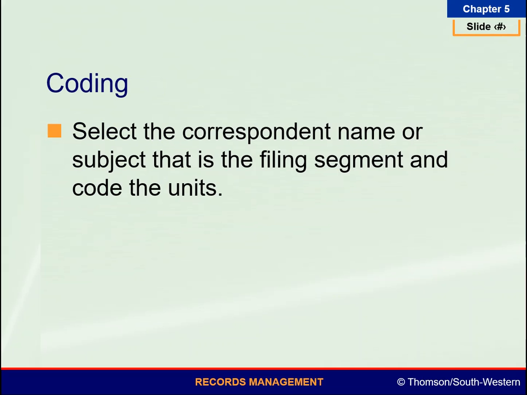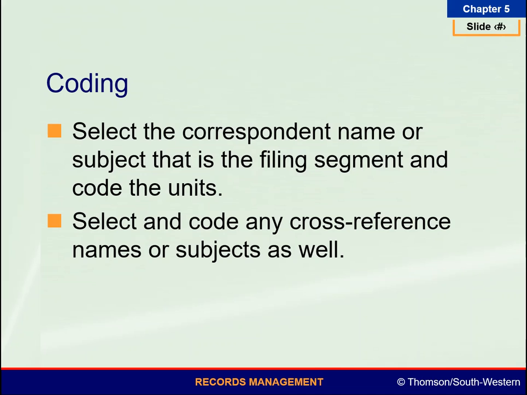So coding. Select the correspondent name or subject that is the filing segment and code the units. Again, we have the accession log and the alphabetic index. So you are going to code according to the number, the subject, or the names. You need to select and code any cross-reference names or subjects as well. Previously we saw that there can be two of the same file number, referring to the same person, however with different names and subjects.